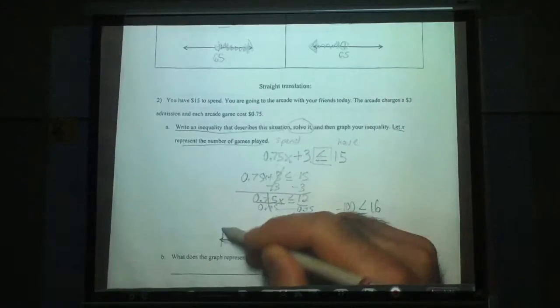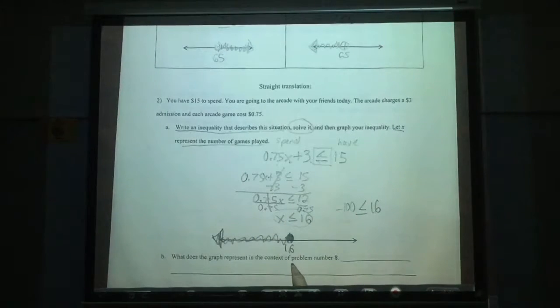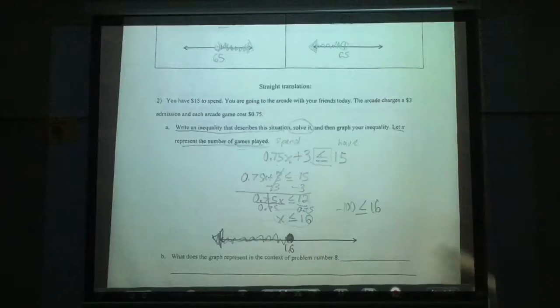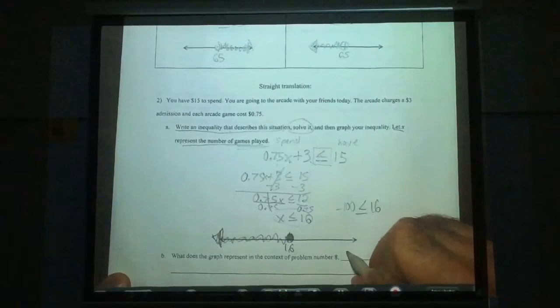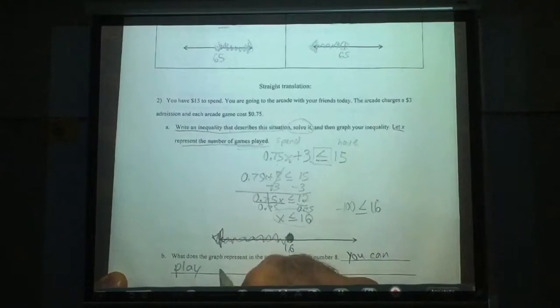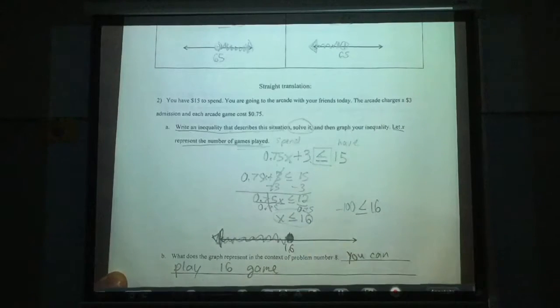Now, you are going to need to know what this actually means. Now, this graph is telling you something very specific. Now, 16 represents x. X represents the number of games. So, what you're going to need to write down here is that you can play 16 games, right, or less. You can also play less.